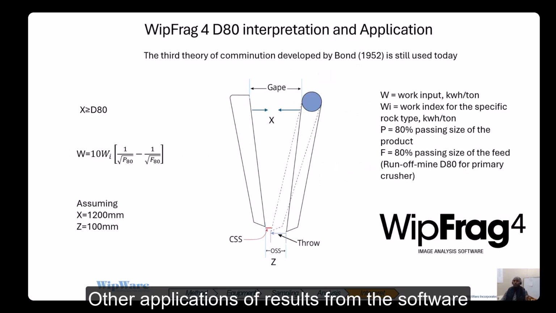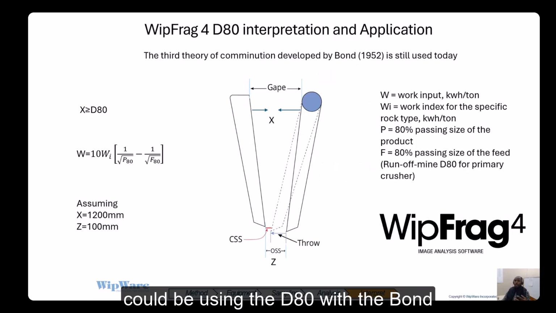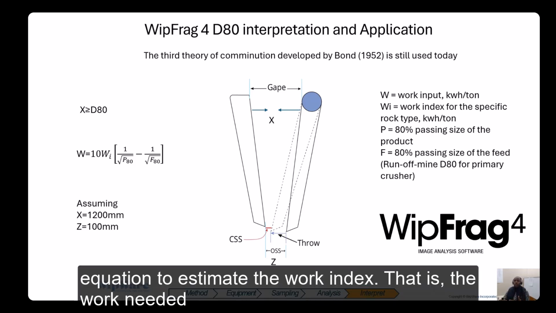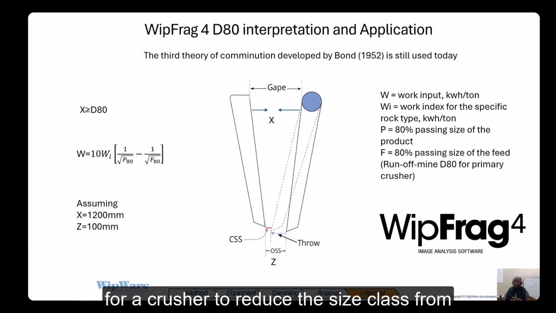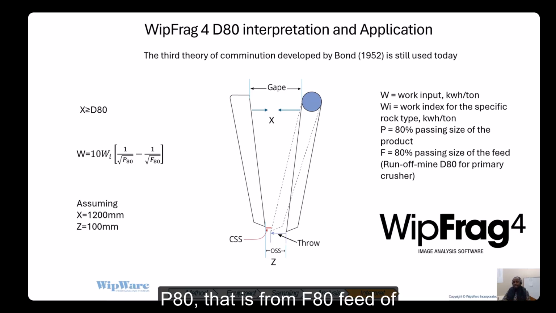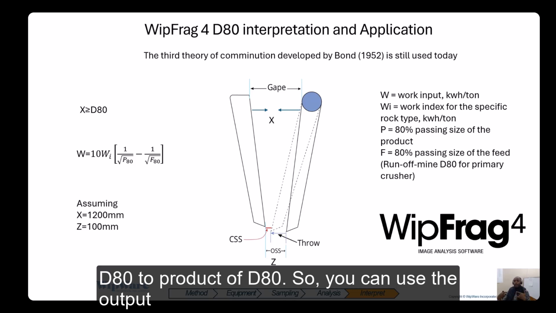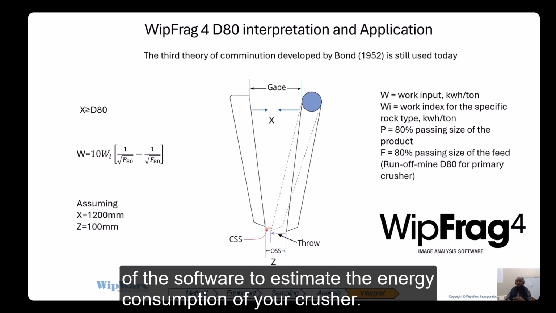Other application of results from the software could be using the DAT with the Bond equation to estimate the work index, that is the work needed for a crusher to reduce the size class from F80, that is feed D80, to product D80. So you can use the output of the software to estimate the energy consumption of your crusher.